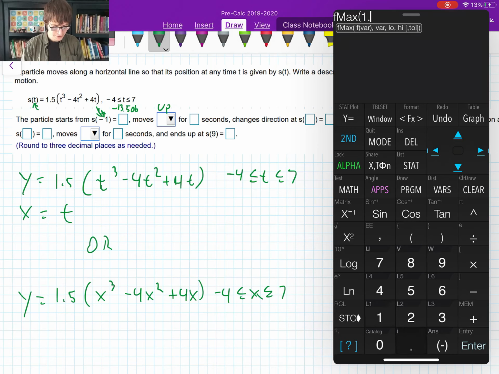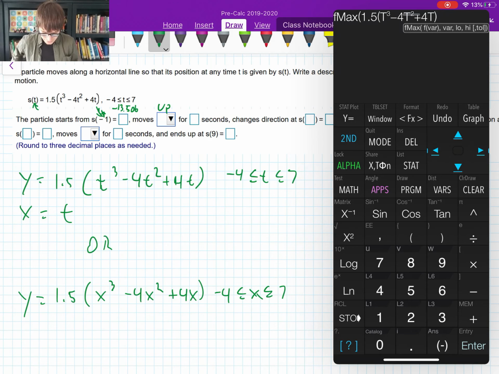So it's 1.5 times t to the third. You notice that because we're in parametric mode, it still is t when you press the X, T, theta, n button. Minus 4t squared plus 4t. This is a place where the parametric mode actually works in the main calculator. Yeah, so that's what I put in parentheses. Okay, and then we'll need a comma. I believe a comma is right above the 7. So that comma button. And our variable is t, so we'll put in t.